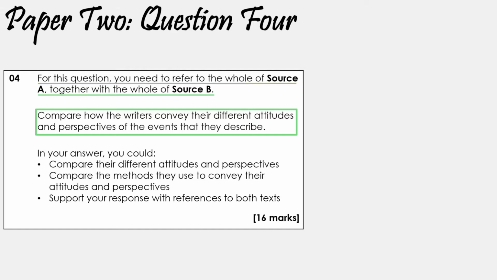So in this example, it's asking you to read each source, work out each writer's viewpoint about the event that they're describing, then compare those viewpoints. So you want to be looking for anything that gives you a clue about how the writer feels about that topic. What's their viewpoint? What's their perspective? What's their attitude? And we also get 3 helpful bullet points that basically tell you what's on the mark scheme for this question. It's worth 16 marks, which is 20% of the whole exam paper.